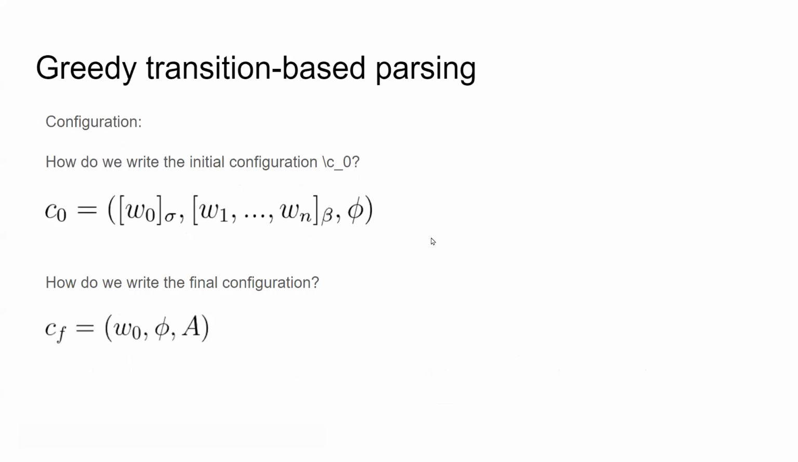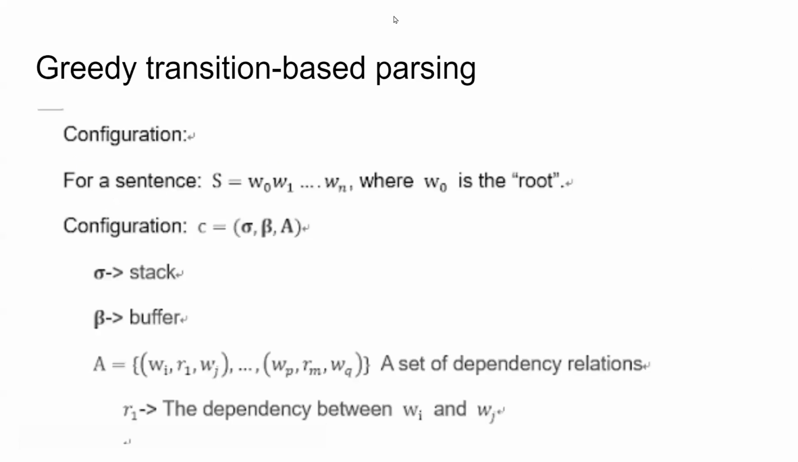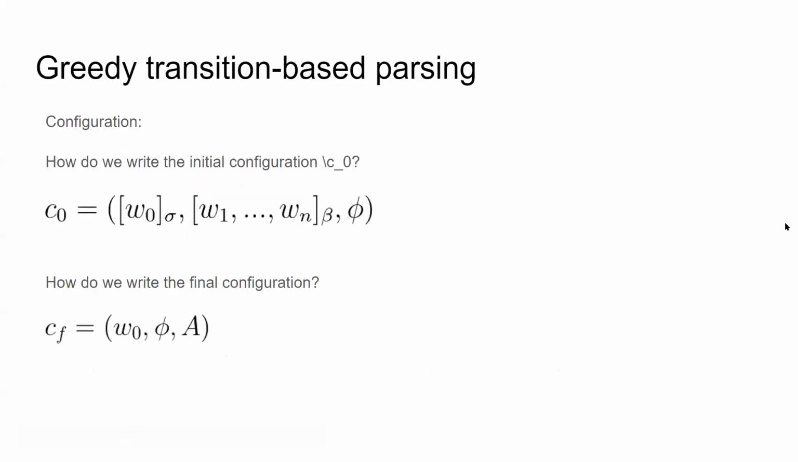What's in the initial configuration? Can you think of that? When we start parsing, what's in the configuration? Configuration is stack, buffer, and dependency arcs, right? In the beginning, we don't have anything in the dependency arcs, so the set of dependency arcs will be an empty set. The stack has only the root in it; we always put the root in the stack at the beginning. And the buffer has all the words of the sentence.